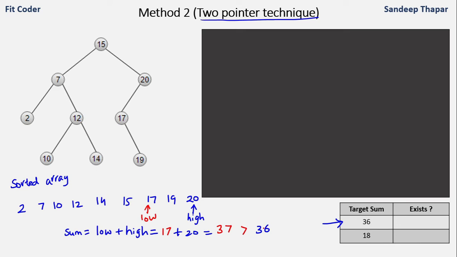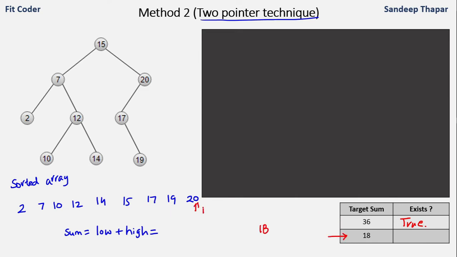So now to reach 36, we have to decrease the sum. To decrease the sum, we decrement the high pointer. So the high is now pointing to 19. So 17 plus 19 is 36, which is equal to the target sum. So we return true. Let's check the second example, which is 18.